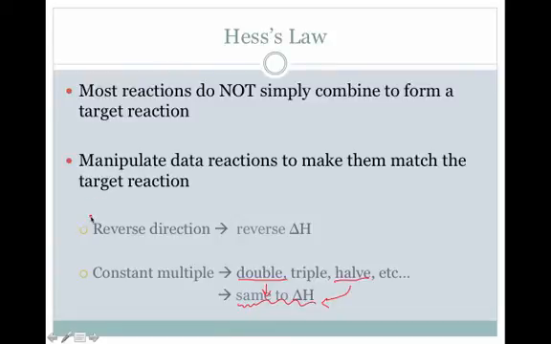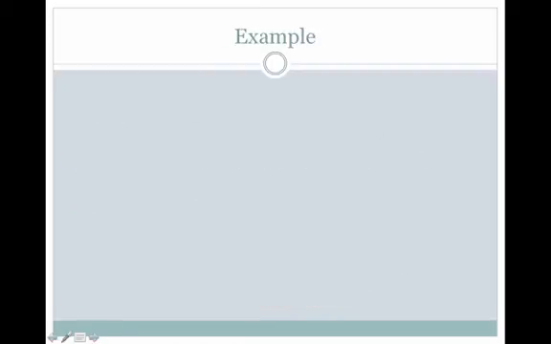Again, both of these tricks, in summary here, are basically tools that we can use to manipulate our data reactions so that they ultimately match the target reaction as closely as possible. Just to show those manipulations in action a little bit, we have one last example we're going to talk about, to go over how we can deal with more complex problems.